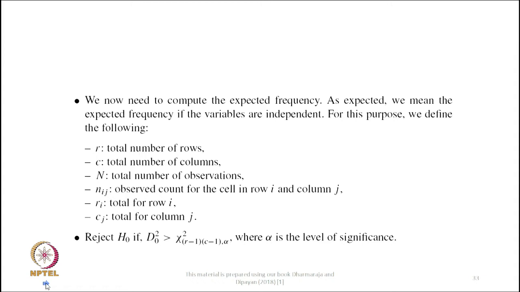Therefore, you reject the null hypothesis, which says that both the variables are independent, if the value you obtained for the test statistic is greater than the point at which the right tail probability is alpha, with r minus 1 times c minus 1 degrees of freedom.